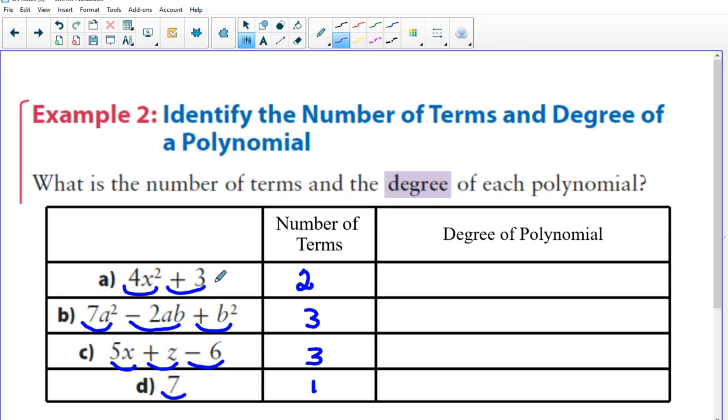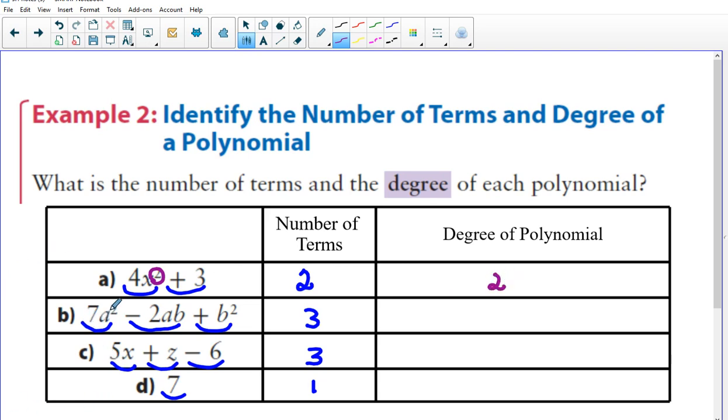Okay, degree of polynomial. So look for the variable, look at the exponent. So this is a 2. This is the highest exponent in the whole expression. So that is the degree of the polynomial.